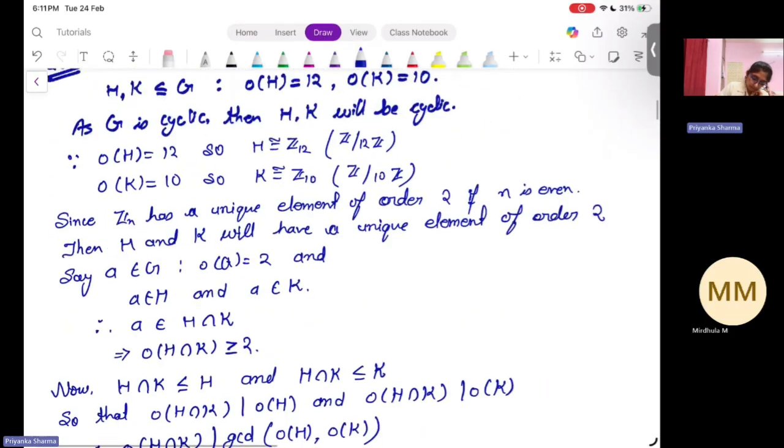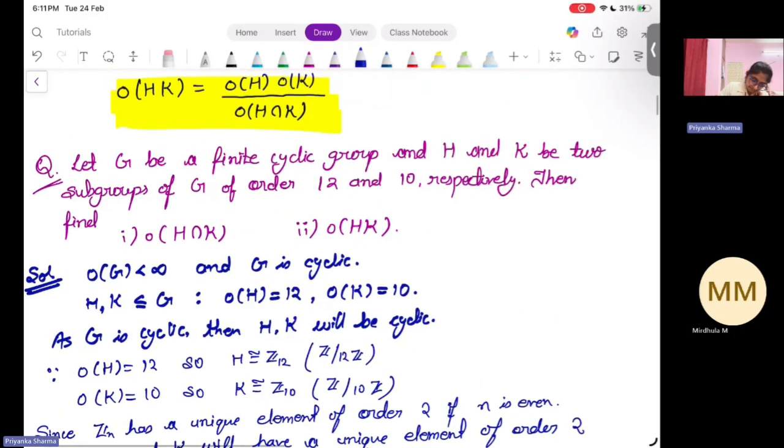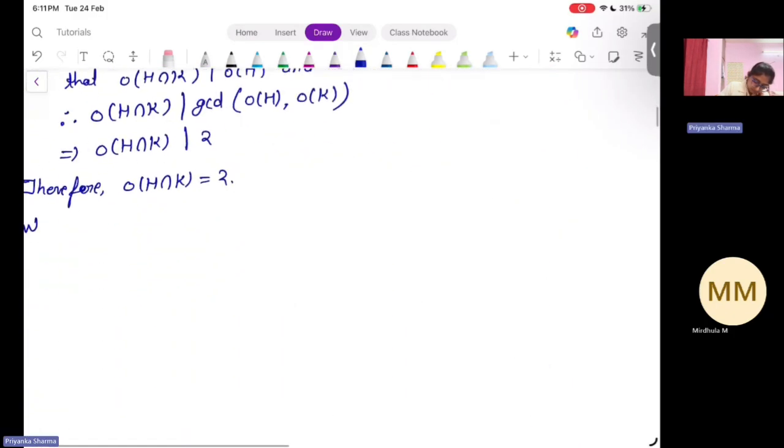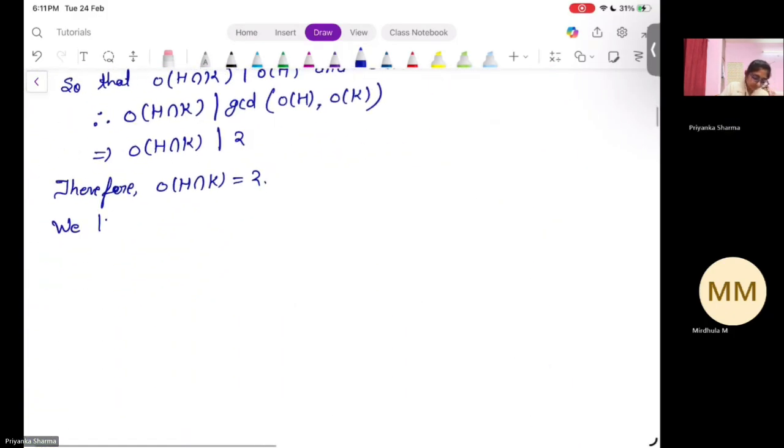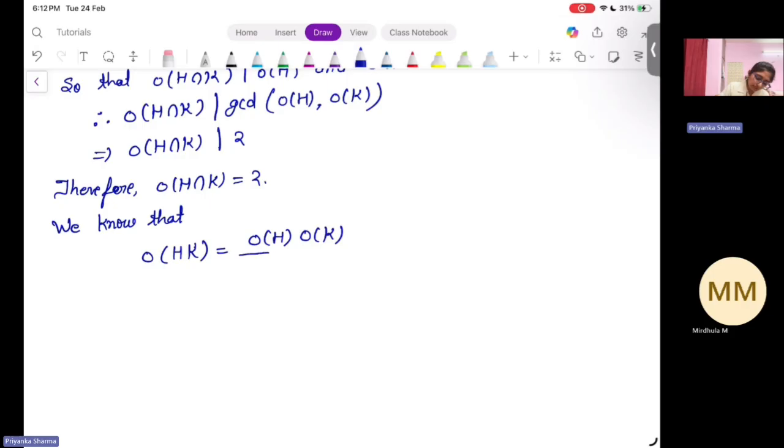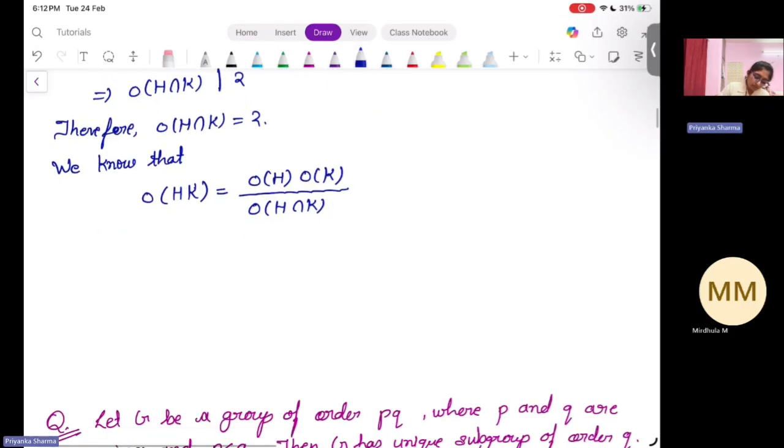Now, we need to compute order of HK, and we have this result. So, we know that order of H product K is order of H times order of K divided by order of H intersection K. So this will be 12 times 10 divided by 2. So this will be 60. Okay.